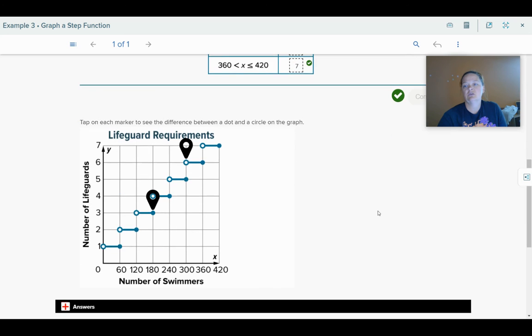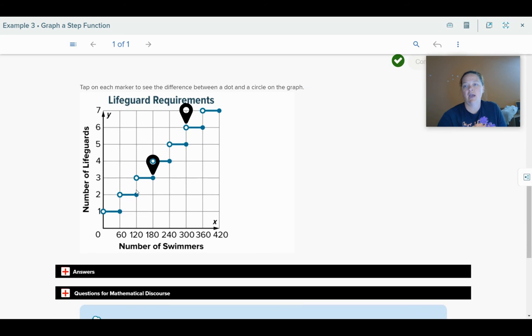When we plot this onto the graph, we see that when there are 0 to 60 swimmers, we have to have 1 lifeguard. When there's more than 60 up to 120, we have 2. 120 to 180, 3, etc. The dots represent the maximum number of swimmers that can be in the pool for that particular number of lifeguards on duty.